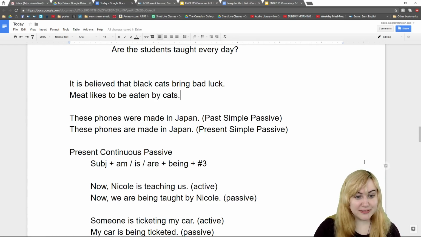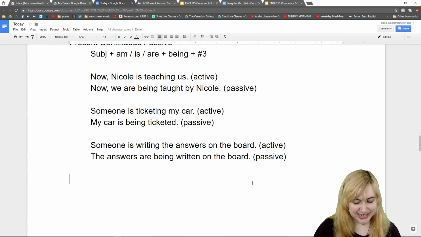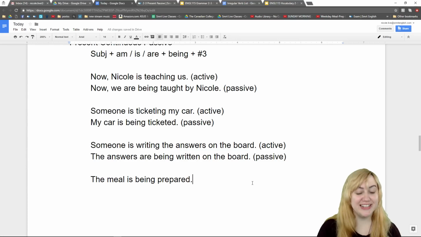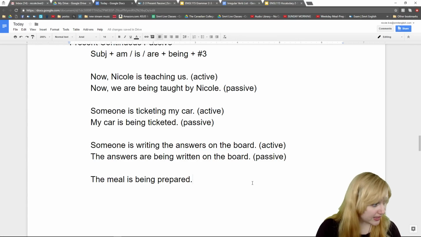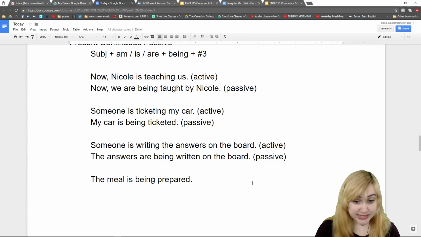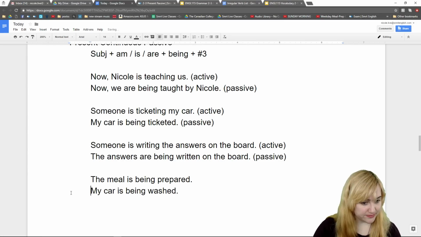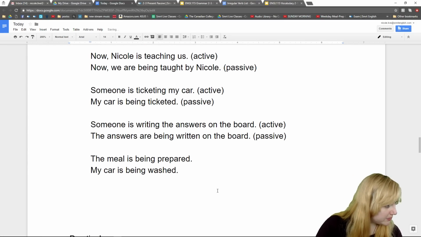Oh, we have an example for continuous. Let me write this down here. We said the meal is being prepared. Perfect, good job. My car is being washed. Good, good. So we have another one.